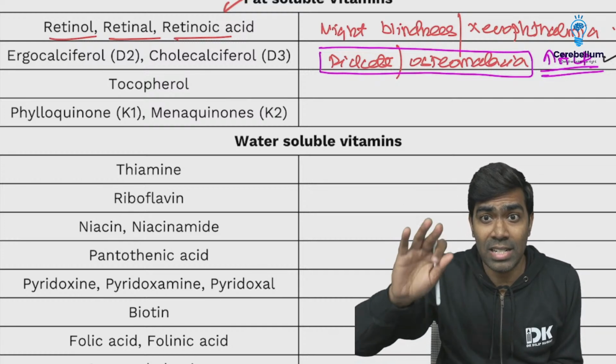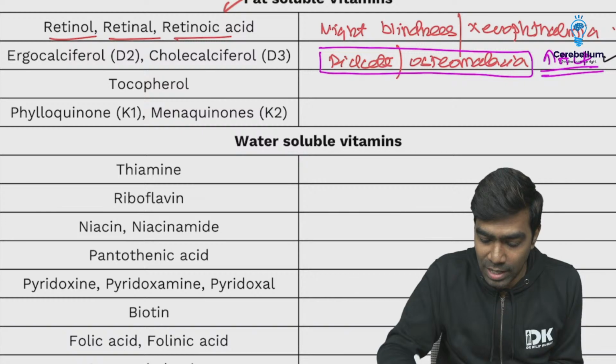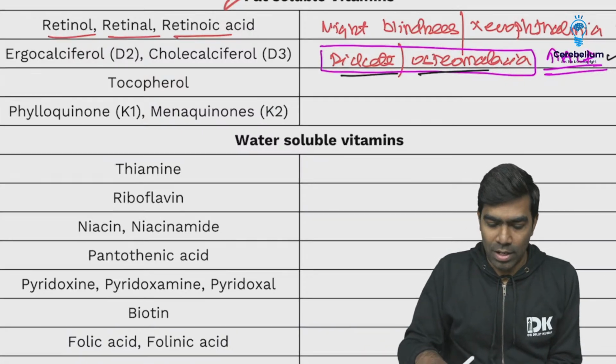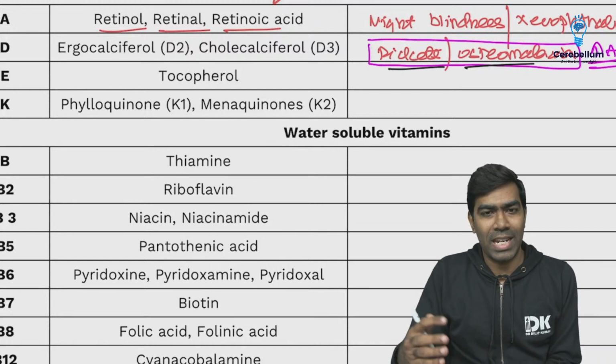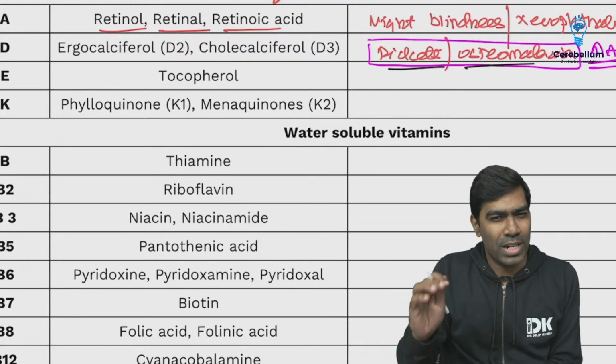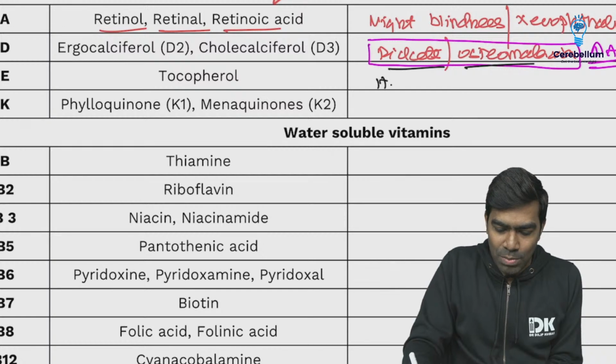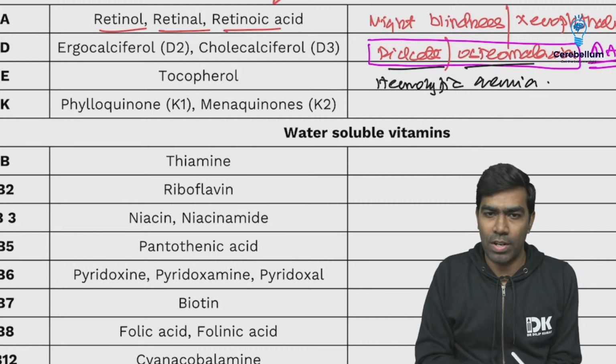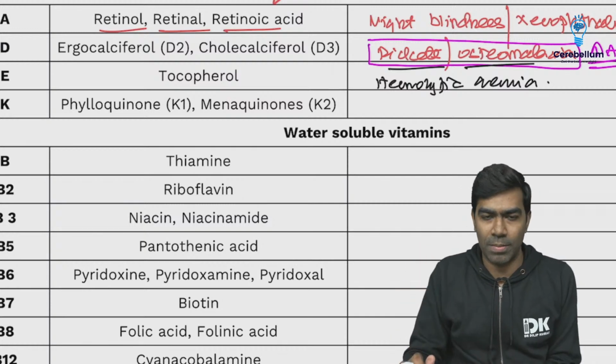That is the earliest sign of a complicated vitamin deficiency like rickets and osteomalacia. Clear? And what about tocopherol? Tocopherol is vitamin E deficiency, right? So usually it doesn't cause much symptoms. It can produce hemolytic anemia. Tocopherol deficiency can produce hemolytic anemia, especially in newborn infants.